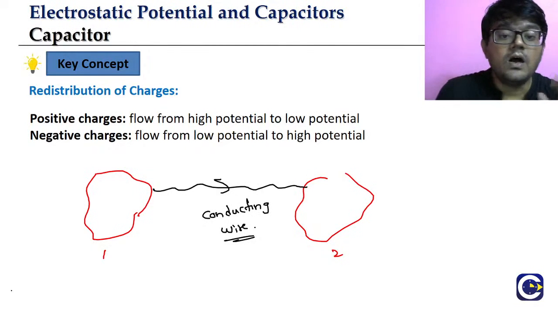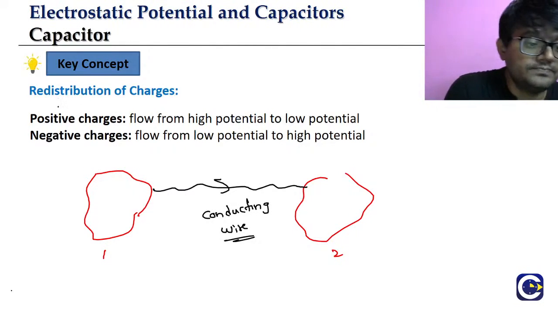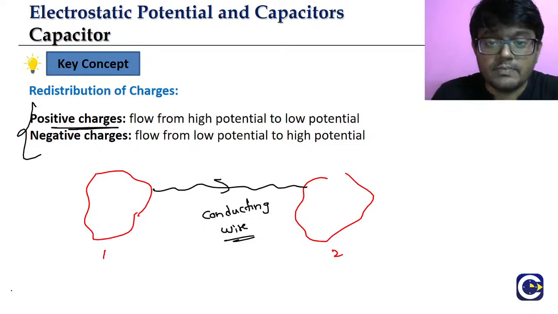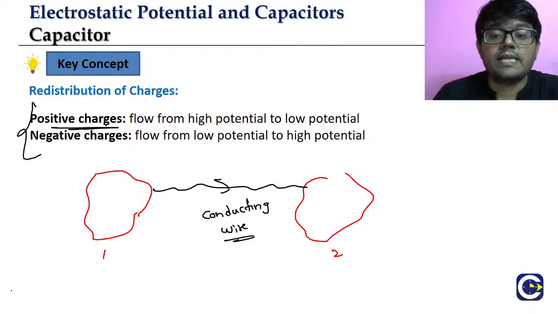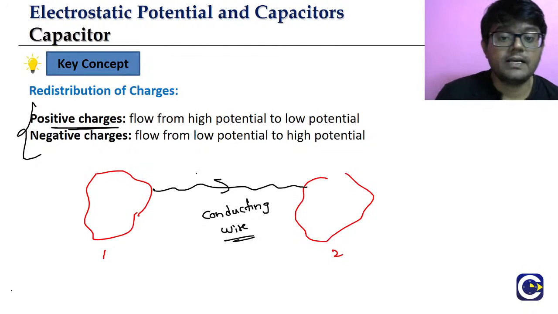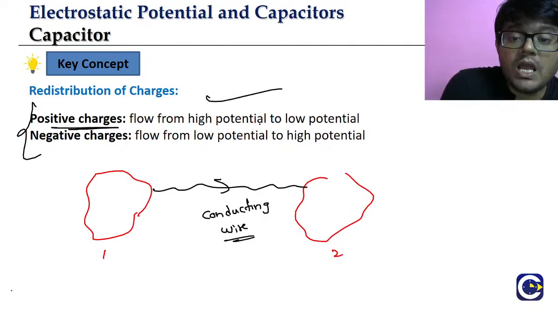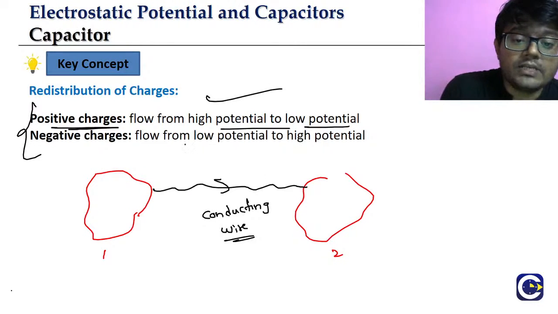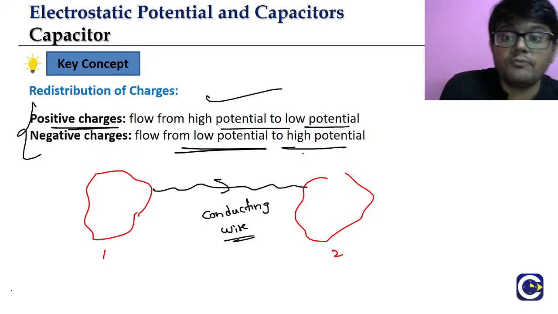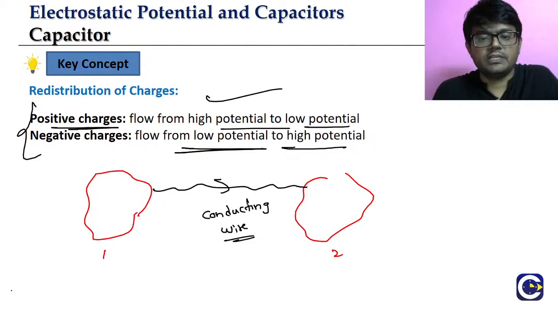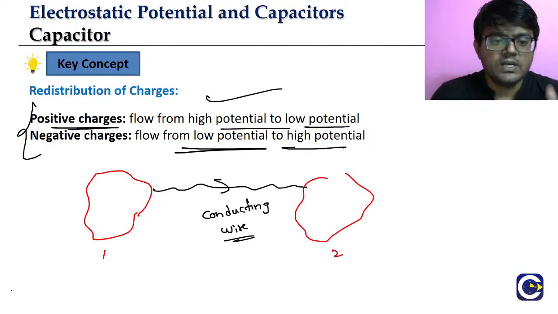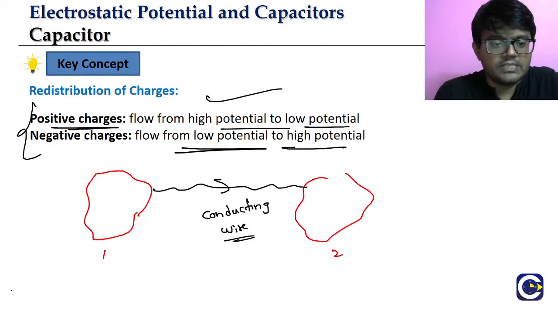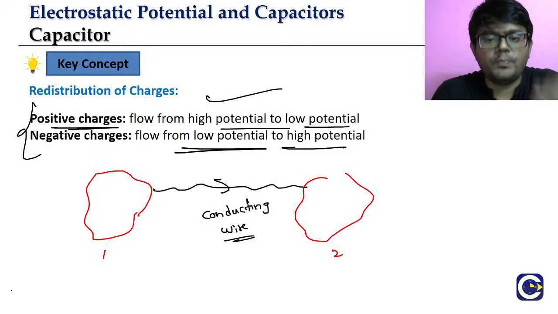Do you know how the charge is going to get transferred? Positive charge movement will be in one direction and negative charge movement will be exactly in the opposite manner. Look, positive charges will flow from high potential to low potential. And the negative charge movement, what is it? It will be flowing from low potential to high potential. Why is there this difference? Because positive charge is going from high potential to low potential, but negative charge is exactly the reverse. It is going from low potential to high potential.